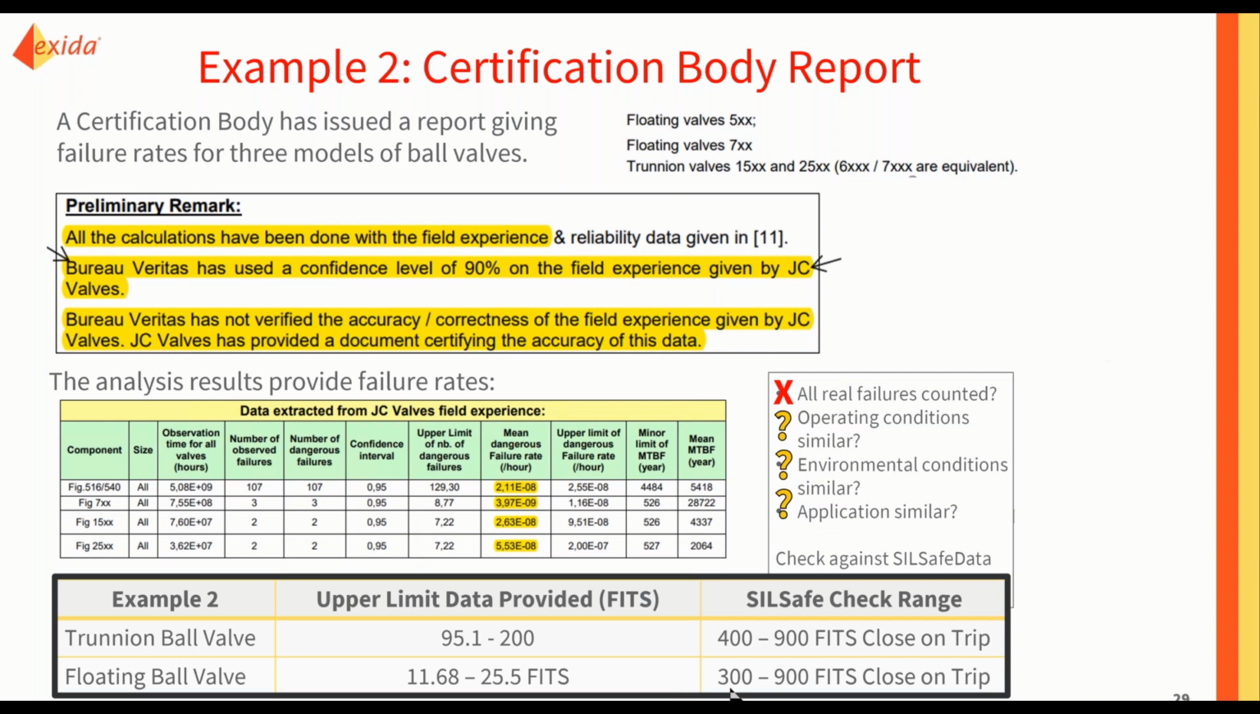SIF data says it really should be between 300 and 900. How about the trunnion? These numbers are 95.1 to 200. A little closer on the upper limit to the SIF data, but it's just not there. This data is absolutely not credible. And so we don't know if it's warranty data, but it looks like it is. And this is exactly the kind of stuff you see in manufacturers' return warranty data.